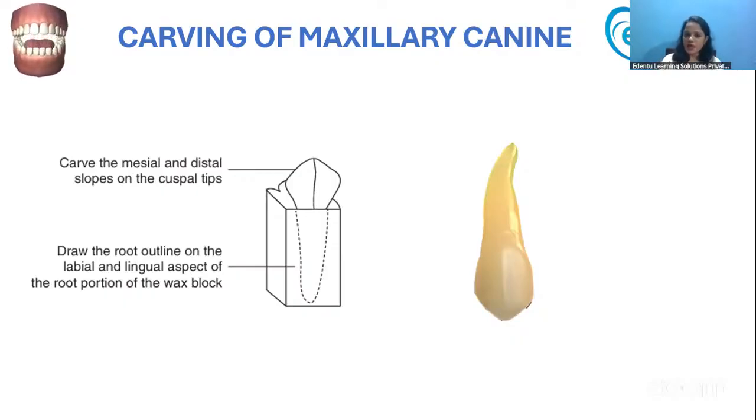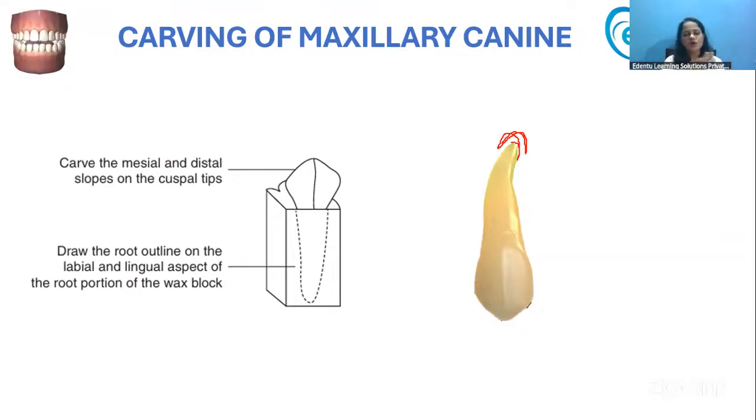And then once the crown is completed, go to the root area. Okay, for the root, remember that there will be a little bit of distal inclination, a little inclination towards the distal side. Remember that. And since it's a long root, please make sure that you are not breaking it while carving.